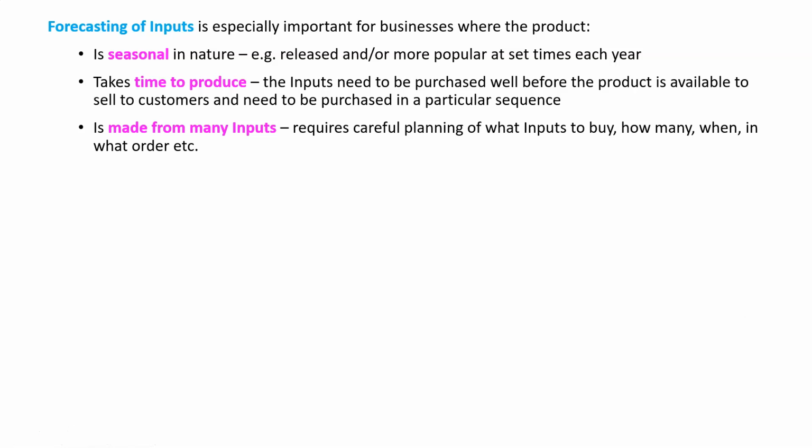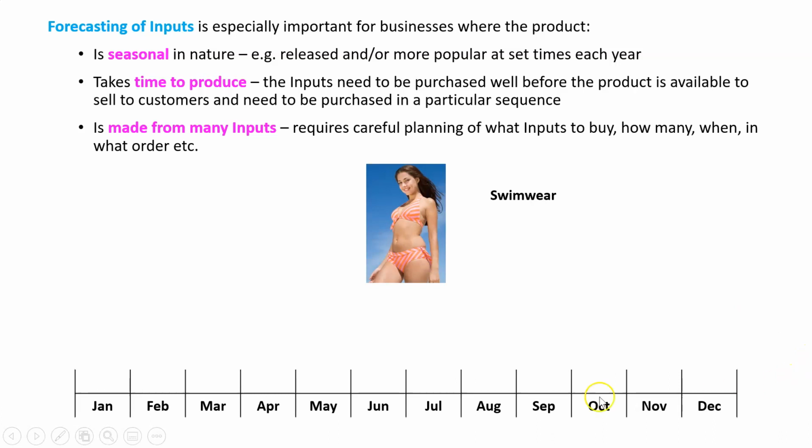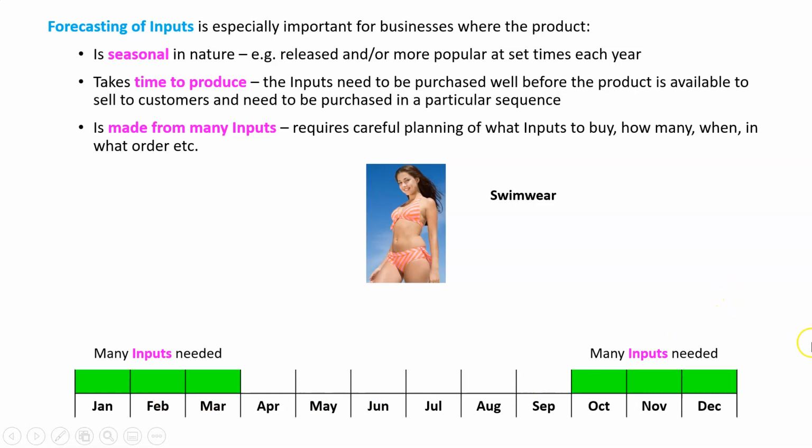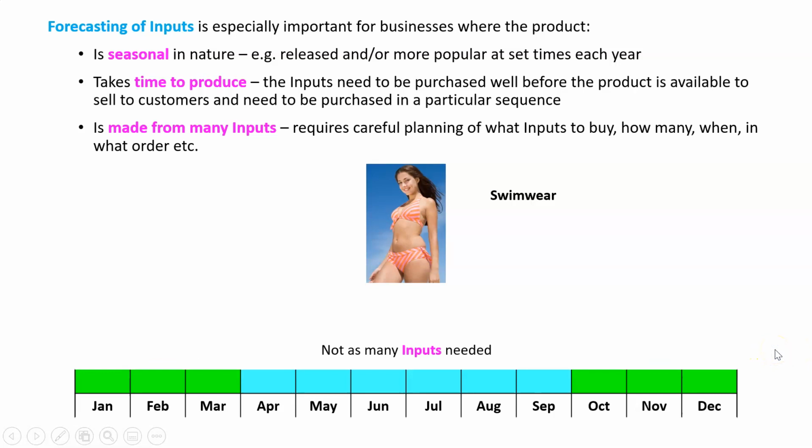So the product is made of a lot of inputs, but we don't need them all at once. We don't need all the parts of making a car. We probably put the windscreens on last, so we don't need them at the start. We probably want to start with the body or the motor of the car. So just looking at some examples, swimwear. If this is a calendar year, we know that if we're in the business of making swimwear, we're going to need a lot more inputs during the spring and summer months than we'll need in the middle of the year during winter. That's just going to be based on customer demand.